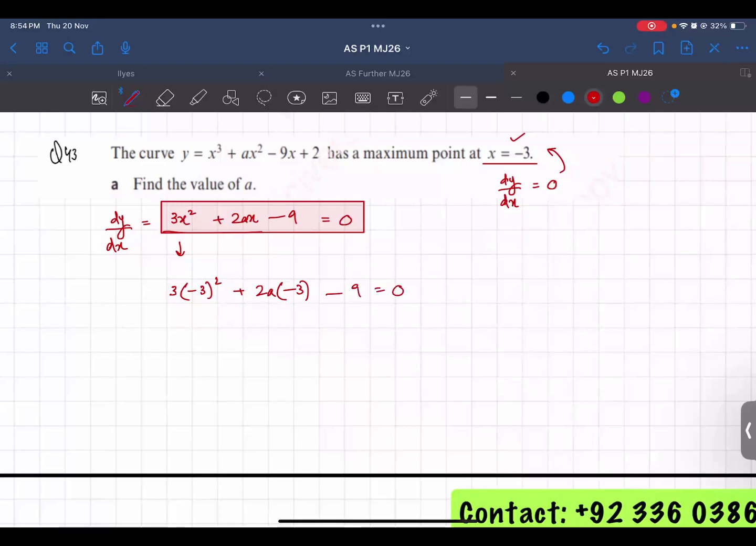and then find the value of a. So this becomes 27 minus 6a minus 9. So a will come out to be 18 divided by 6, it is 3. This is your answer. Okay, you people get it? Any questions?